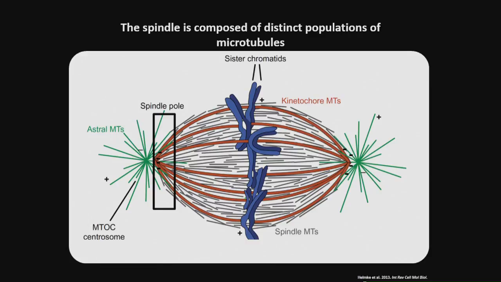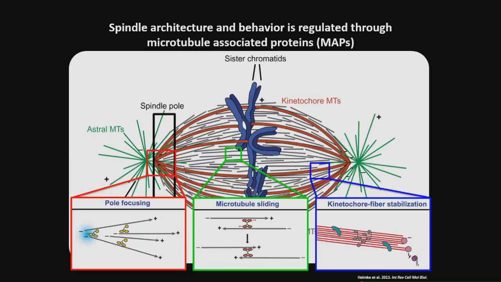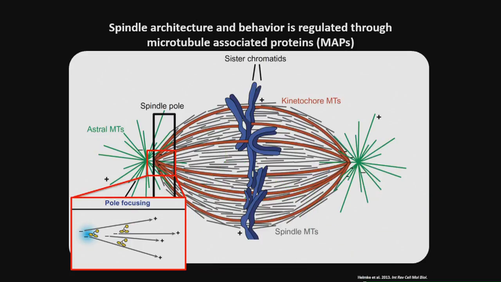We know that this structure doesn't just function alone in isolation. There are also a number of other proteins that are involved in regulating this structure. We call these microtubule-associated proteins, or MAPs. These do everything from helping to stabilize kinetochores, to assisting in microtubule sliding, to the aforementioned pole focusing. So the story I'm going to tell you about today revolves around some work that I've done with pole focusing, particularly on this protein called abnormal spindle, or Asp.